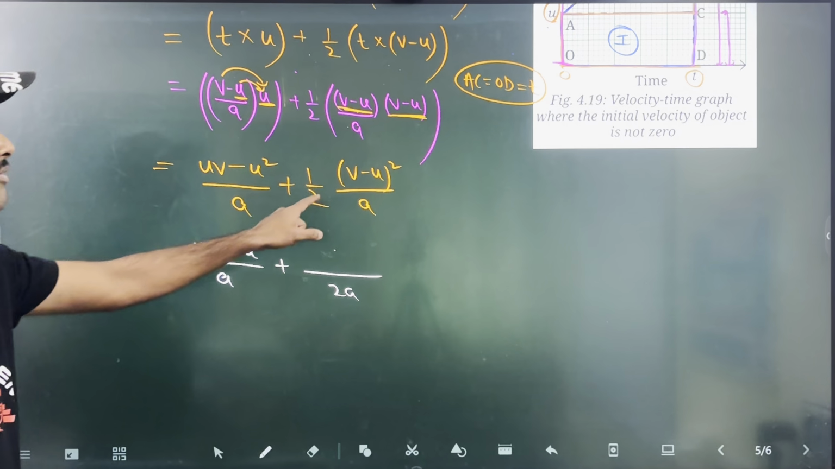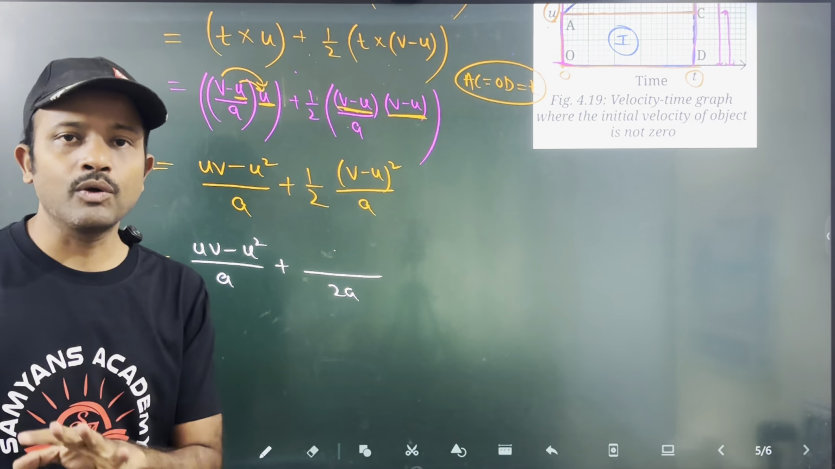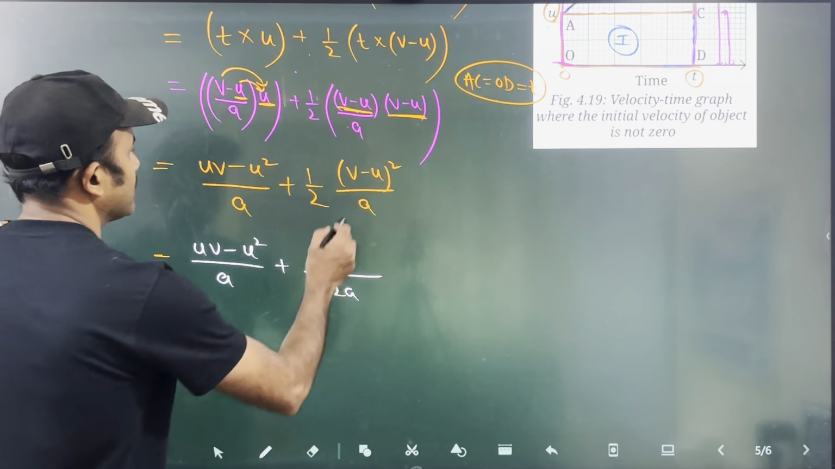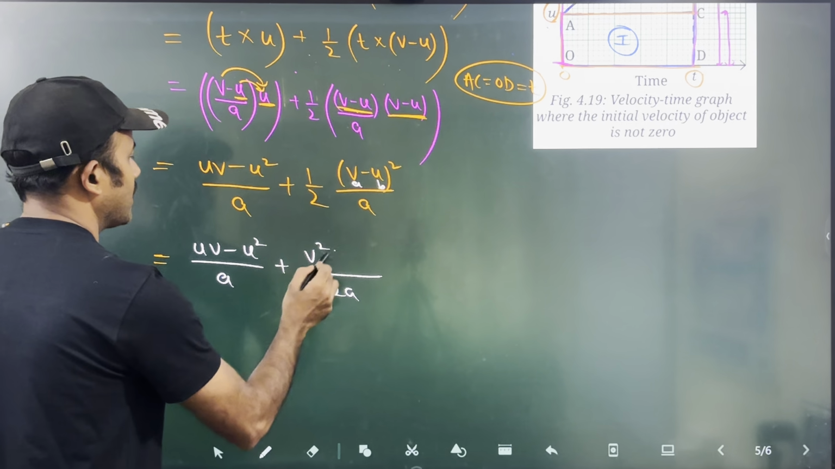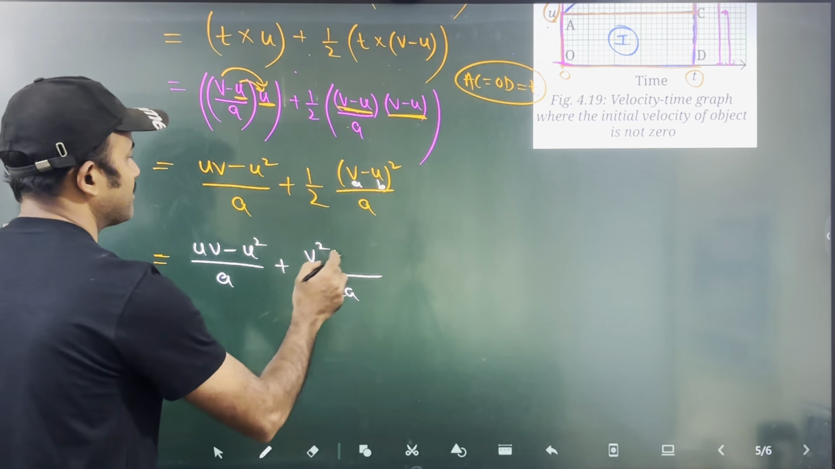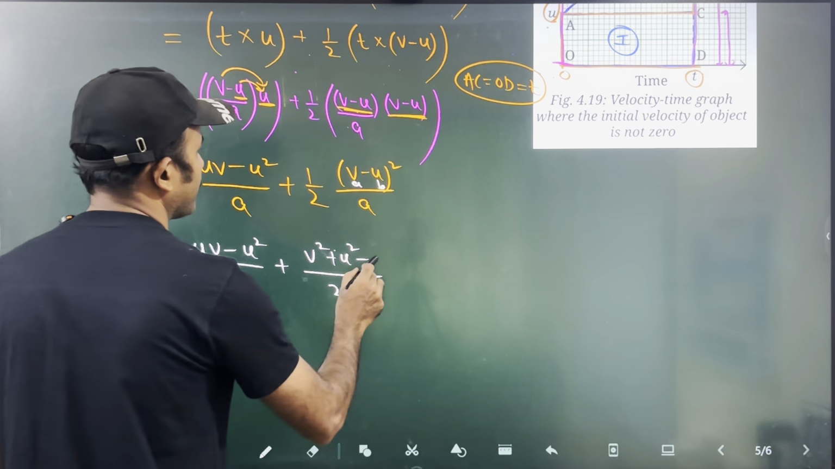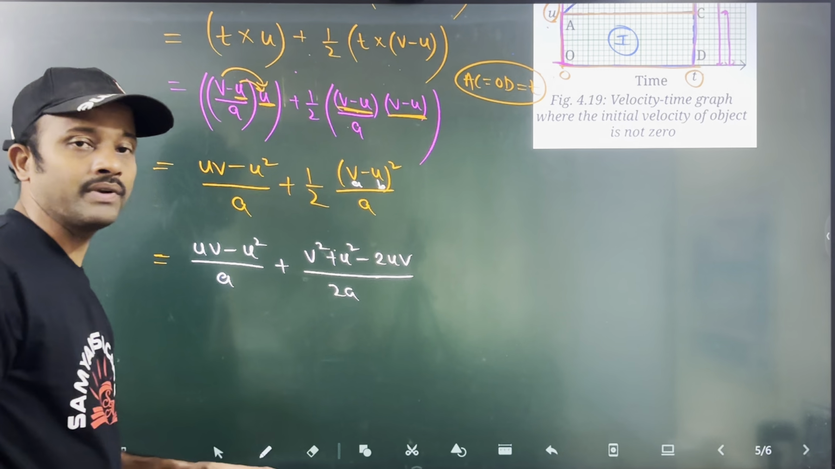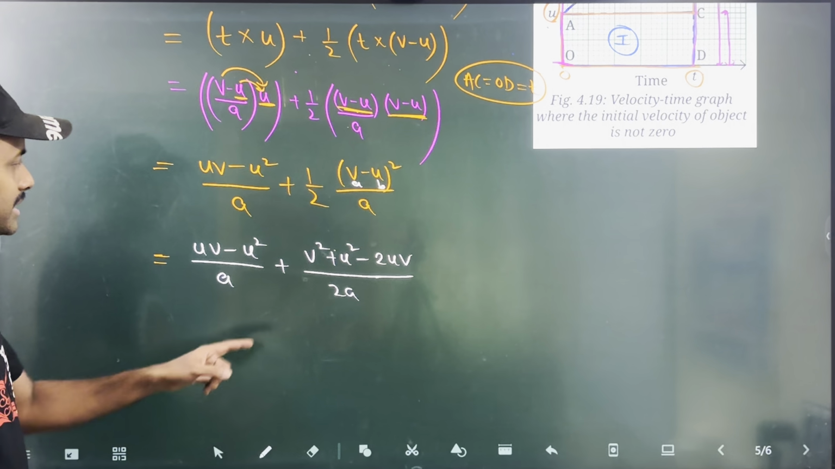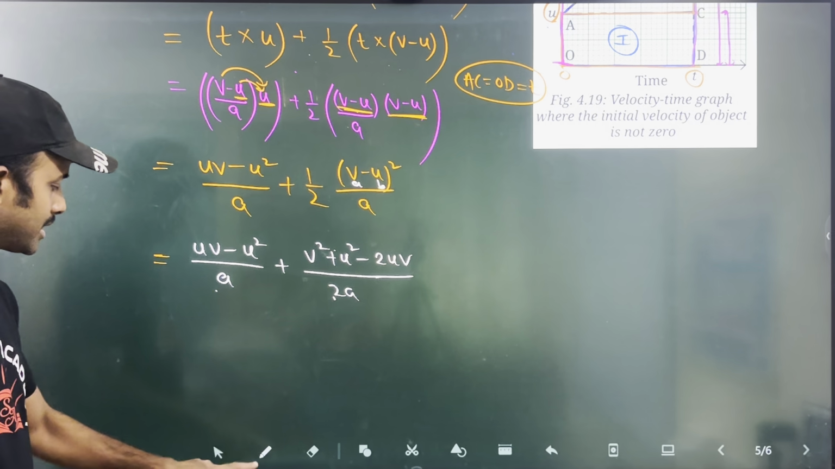Just expand this, in the form of a minus b whole square, right? What is the a minus b whole square formula? Let us say this is a, this is b. So a square is v square, plus b square, minus 2 into a into b, that is 2 into v into u, or 2uv. Now you check the denominator. Here we have 2, here we have a.